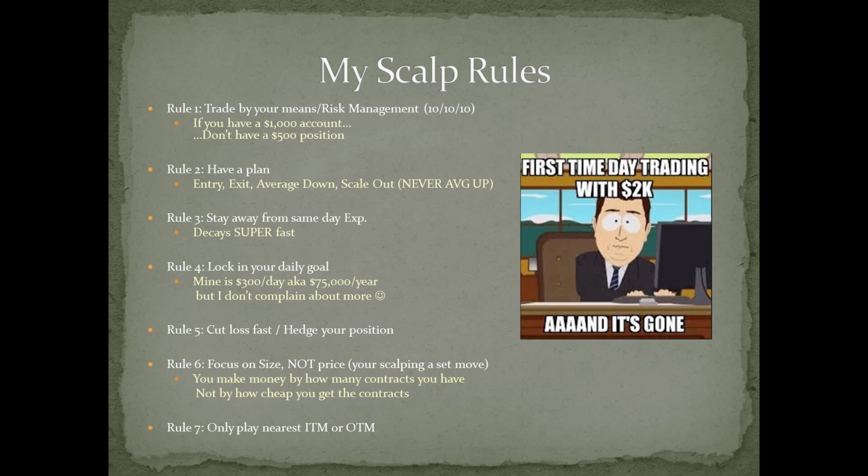Rule number 7 is only play the nearest ITM or OTM for scalping. For swinging, you can play whatever you want. But for scalping, it's best to stay closest ITM or OTM, because the moves are so short that you want to maximize the amount of gain you're going to get and minimize the amount of loss that you could potentially take, aka the risk, by keeping as close to the money as possible. So that's why you'll play the nearest ITM or OTM.